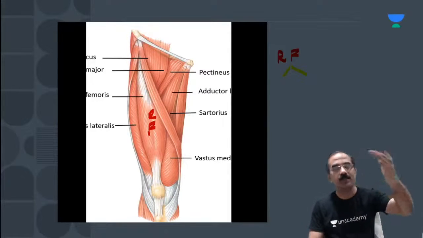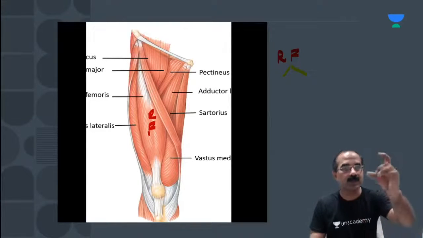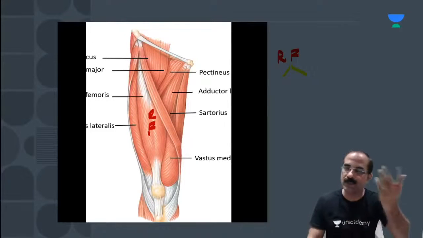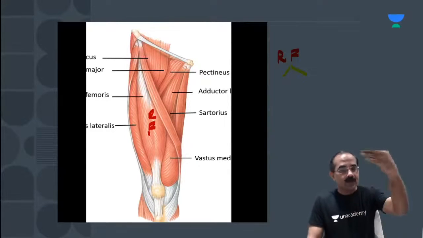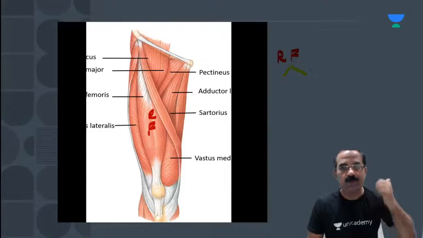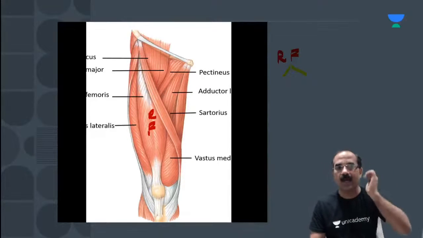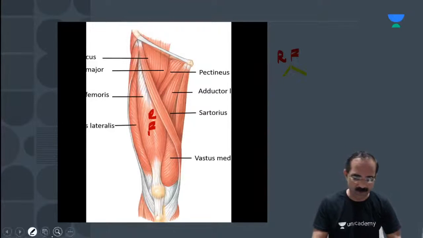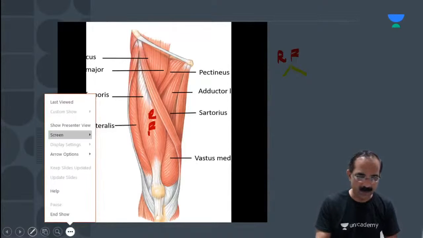Where does the straight head of rectus femoris begin from? It begins from the anterior inferior iliac spine. And where does the reflected head begin from? It begins just above the acetabulum. That's the reflected head of rectus femoris. Okay, I'll just write this down for you. Rectus femoris.